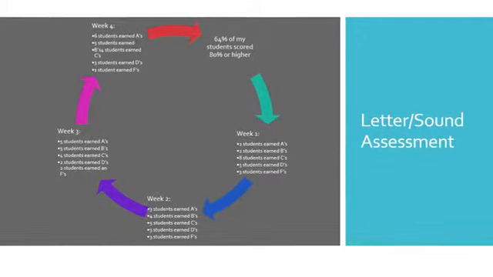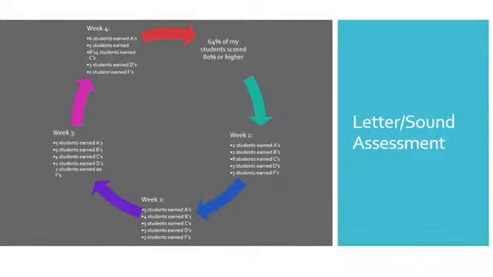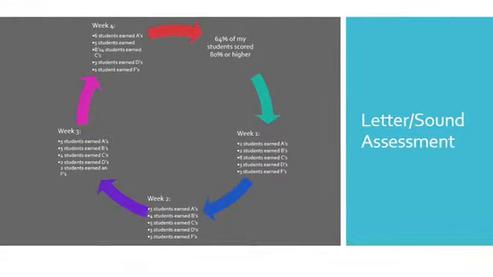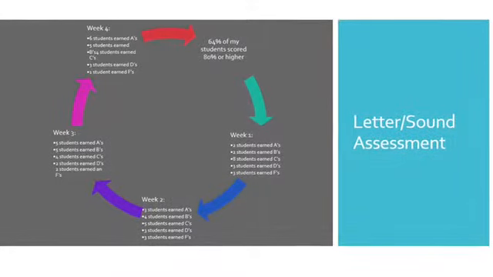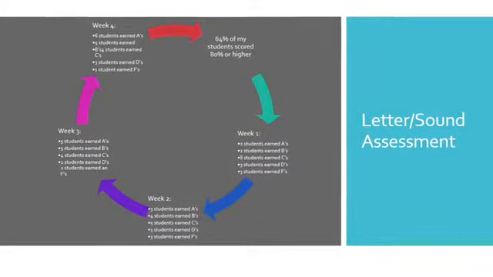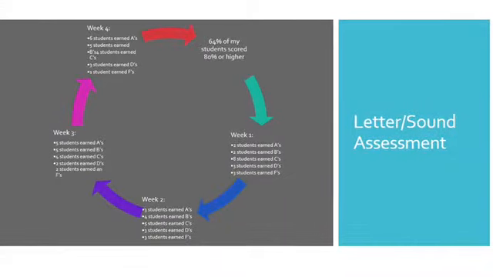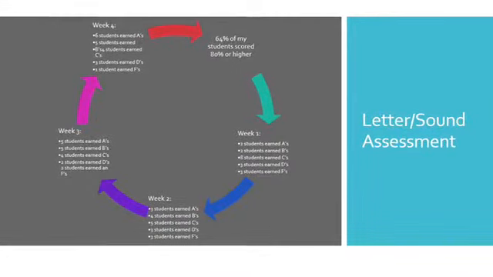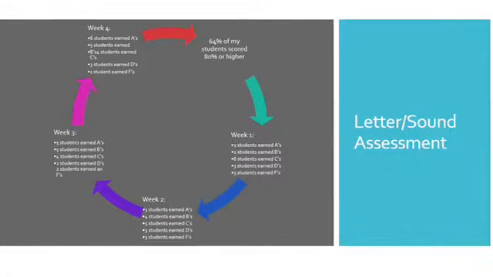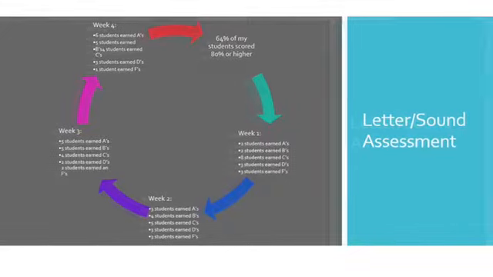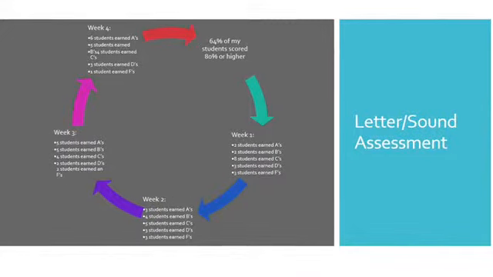During week 1, 2 students earned A's, 2 students earned B's, 8 students earned C's, 3 students earned D's, and 3 students earned F's. During week 2, 3 students earned A's, 4 students earned B's, 5 students earned C's, 3 students earned D's, and 3 students earned F's. During week 3, 5 students earned A's, 5 students earned B's, 4 students earned C's, 2 students earned D's, and 2 students earned an F.